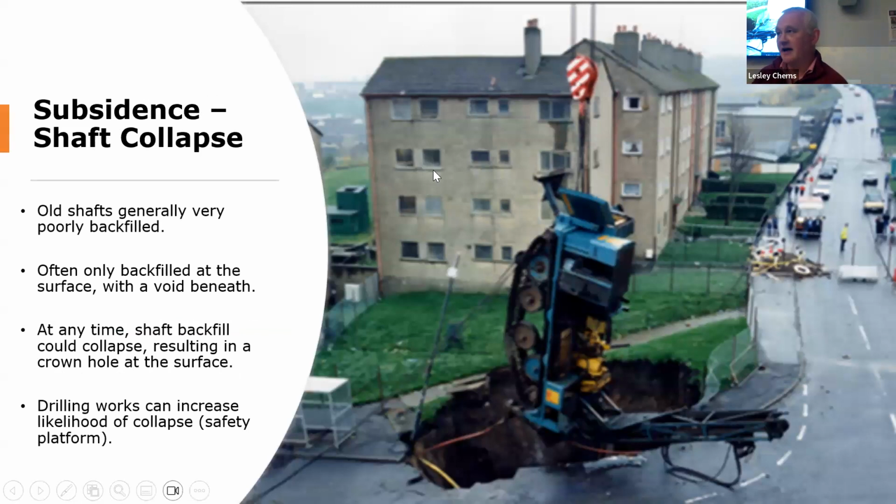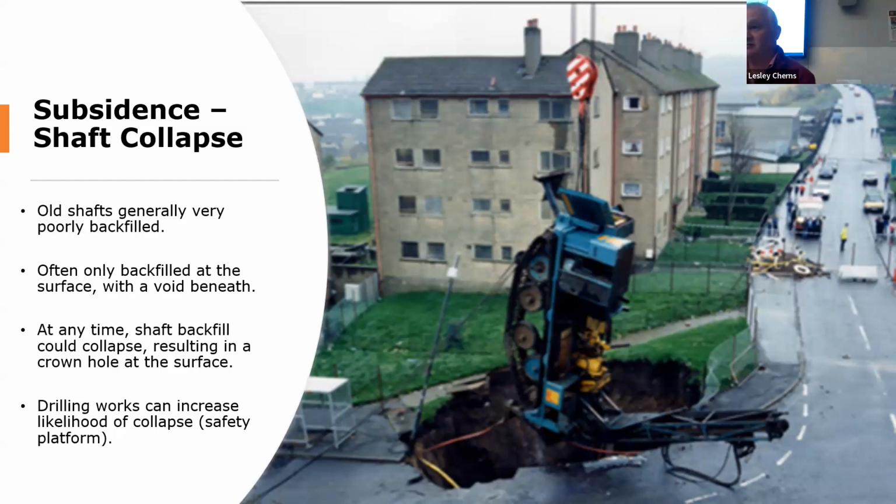That's the sort of thing that can happen if a shaft collapses. They're generally very poorly backfilled. Sometimes they're only backfilled at the surface. What they used to do often was they would take an old coal dram, push it up to the shaft, push it into the shaft. At some point on their way down, it would jam off, and then they would fill above it. The other thing they used to do was they put timbers across at the first level, the first set of workings, the shallowest workings, and they'd fill above that. So underneath that dram, underneath those timbers, is a void.